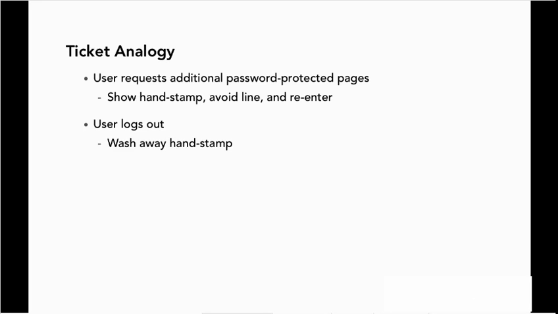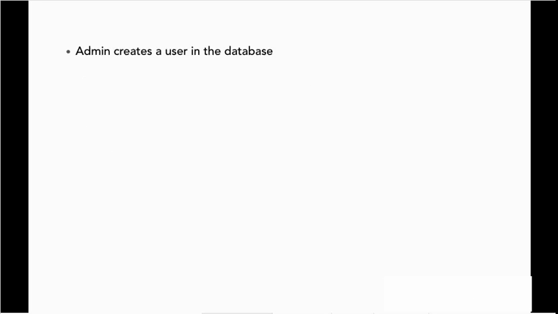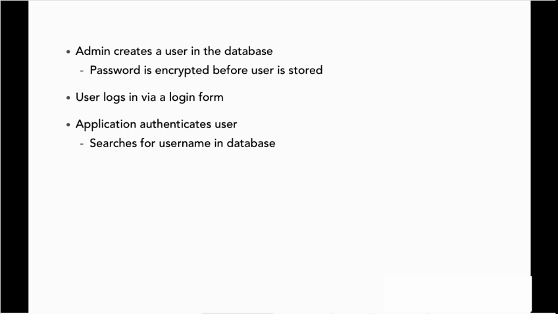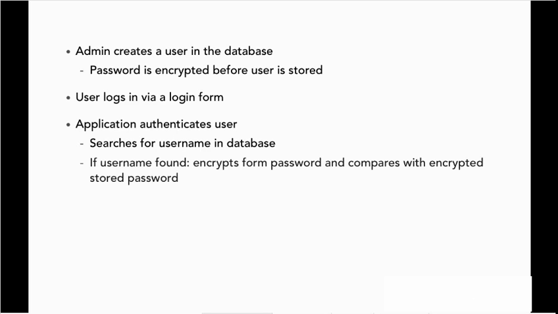But let's talk about it from a more technical point of view. The admin is going to create a user in the database. The password that they select for that user is going to be encrypted before the user is stored. So we're not going to store the text of the password as plain text. We're going to need to encrypt it first. Then when the user logs in via the form, the application is going to authenticate them. It's going to do that by searching for the username in the database. And if that user is found, it can encrypt the password they sent in the login form and compare it with the encrypted version that's stored in the database. And if they encrypt the same and we get the same results, we'll know we have a match.